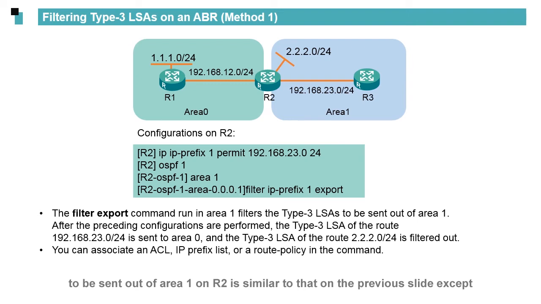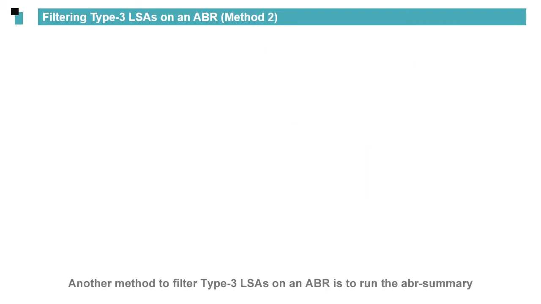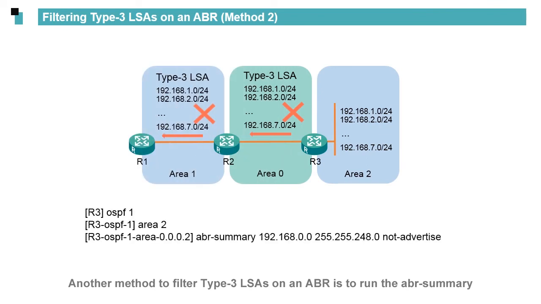The configuration for filtering the Type 3 LSAs to be sent out of Area 1 on R2 is similar to that on the previous slide, except that the import parameter is changed to the export parameter. Another method to filter Type 3 LSAs on an ABR is to run the ABR summary command with the not advertised parameter specified.